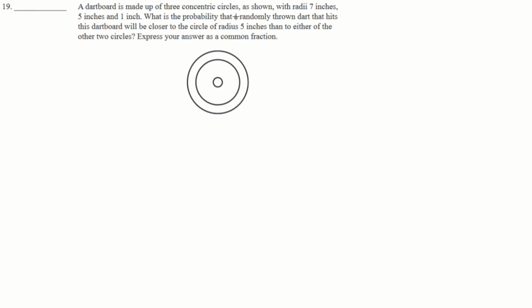The first thing to note, concentric circles. Concentric means they share a common center. Okay, so now the outer one has radius 7 inches, middle one has 5 inches, and innermost has 1 inch. And the probability is closer to the circle of radius 5 than to either of the 2 circles.